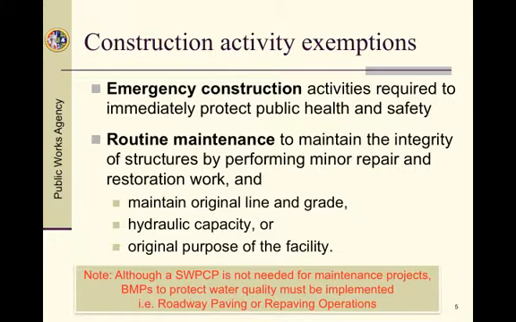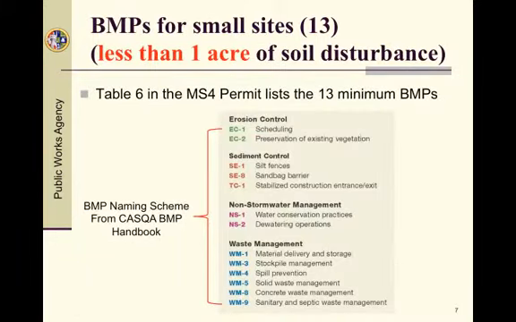BMPs for projects less than 1 acre. We're just going to touch on this specific area first. There are 13 BMPs that are proposed through the MS4 permit for projects that are less than 1 acre of soil disturbance. Here's a list of them. Each of them has their own specific title and abbreviated short form, such as EC-1, which stands for erosion control, SE stands for sediment control, TC is tracking control, and so on. And these naming schemes are all from the CASQA BMP handbook, and I'll be showing you where you can obtain this information later if you want to look at specifics for each of these.